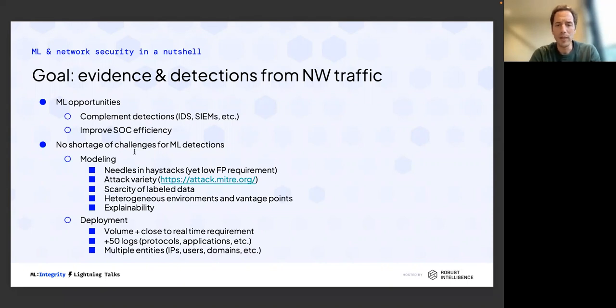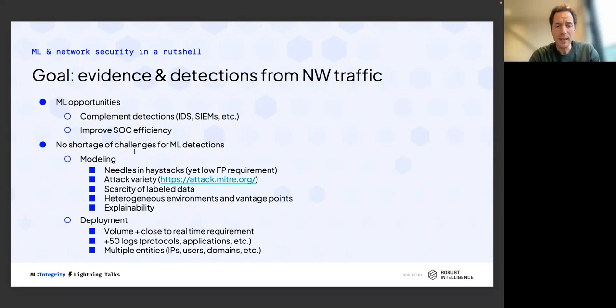So we have the volume piece, and we have the requirement to identify threats in close to real time. Now, this is true about cybersecurity, that data is scattered across many different data sources and logs. And it's also true in the specific case of network security. Like if you think about it, there's a lot of protocols and applications that are stacked on top of each other, each of them containing different information.